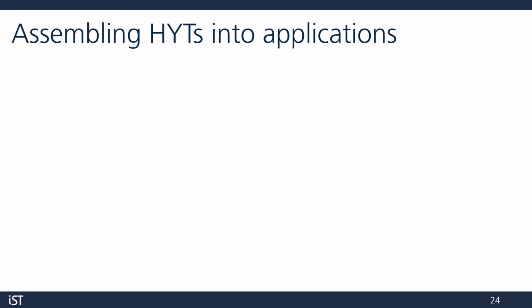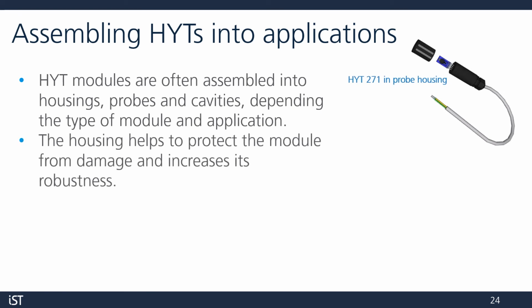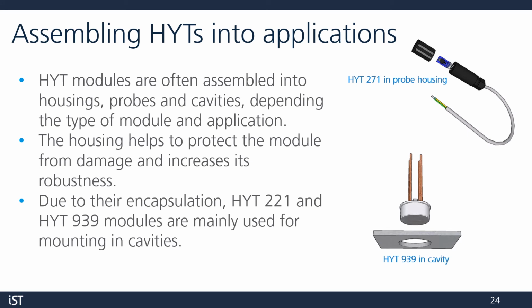Just a quick note on working the HYTs into assemblies. HYT modules are often assembled into housings, probes, and cavities, depending on the module chosen and the application. The housing helps to protect the module from damage and increase robustness. Since they have a round encapsulation, the HYT221 and 939 are generally mounted in cavities.